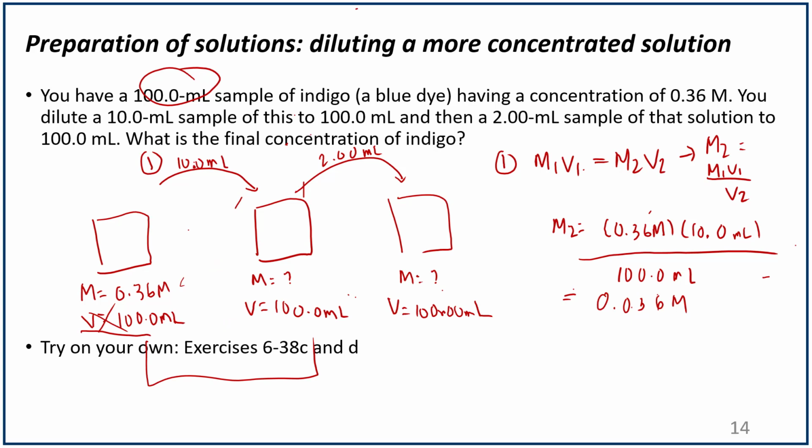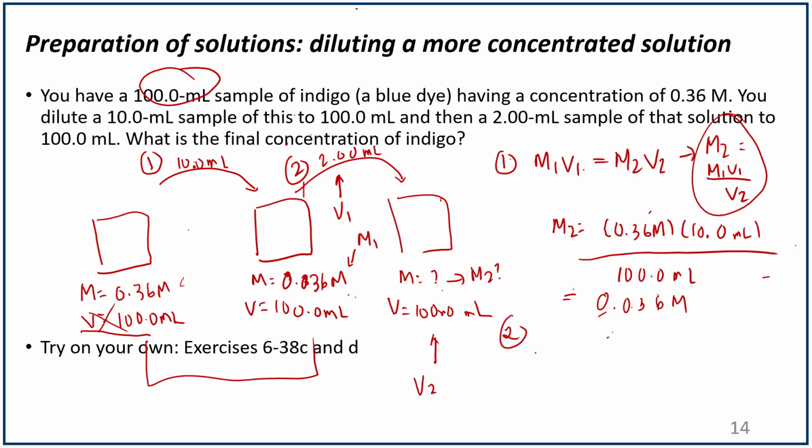But again, that 0.036 molar solution, we actually had to dilute. Once that solution was prepared, you took 2 ml of it. So this one for step 2 is now the new V1. This molarity, which was unknown and is now known to be 0.036 molar, is now M1. And 100.0 is still V2. It's the same volume, and we're still solving here for M2. So for step 2, the same thing, we can use this equation.